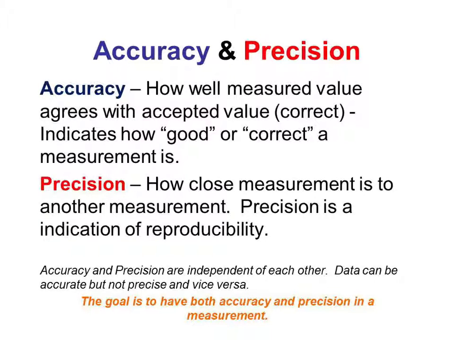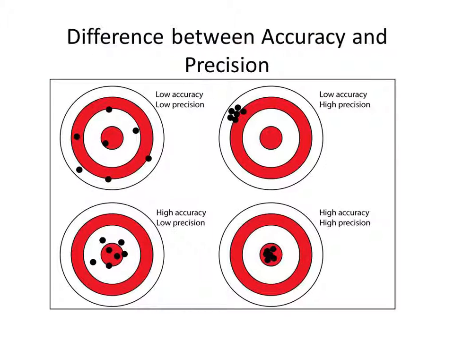Now, you can have accuracy without having precision, and precision without having accuracy. Our goal is to have both accuracy and precision in all of our measurements. So let's see visually the difference between accuracy and precision in a series of measurements.